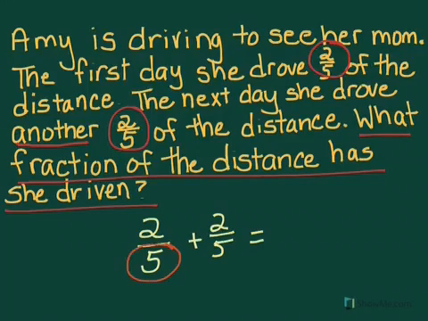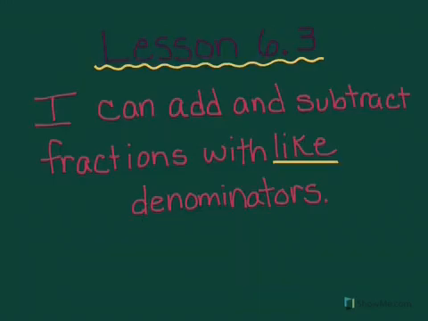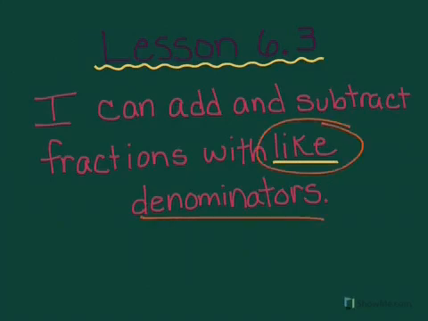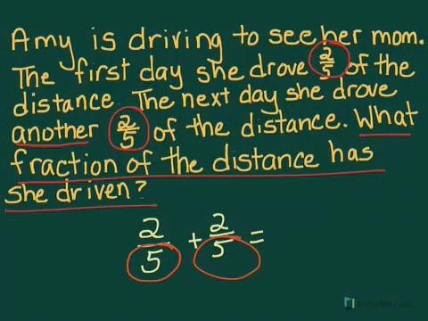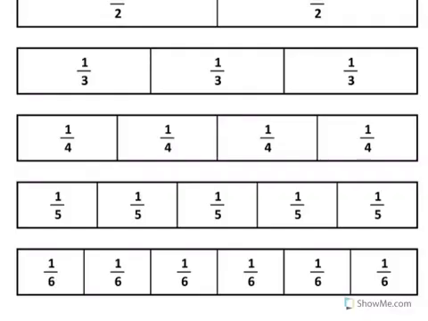Well, they both have the same denominator. So both of my fractions have the same denominator. By coincidence, they have the same numerator, but we are focusing on fractions with like denominators. So that's why I've circled the 5s, my denominators.